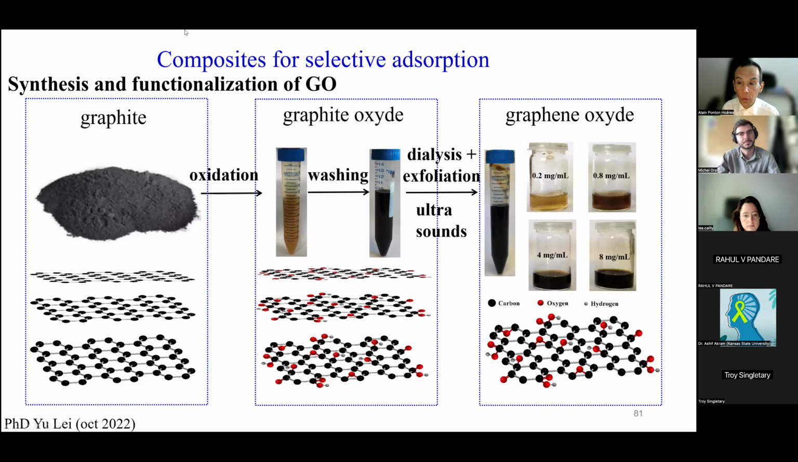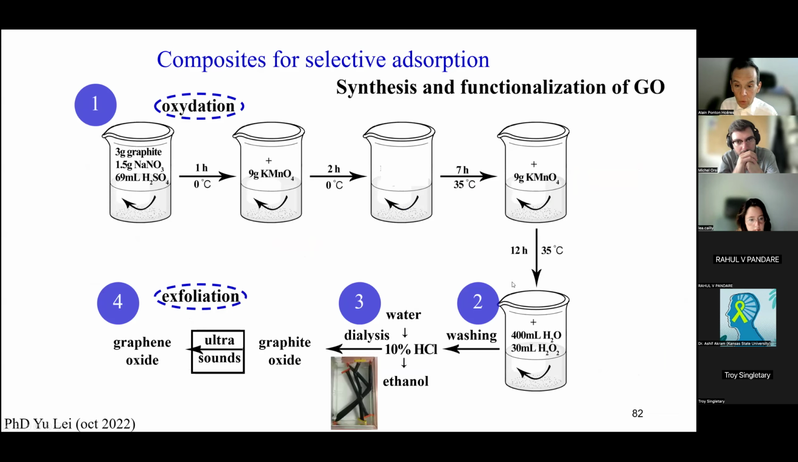So this is a summary of the preparation and oxidation of the graphene oxide. You start with graphite. With oxidation, you obtain graphene oxide. And by dialysis and exfoliation, by ultrasound, you obtain this aqueous dispersion of graphene oxide. So this is a slide to show the different steps. I will not describe in detail, just to have an idea.